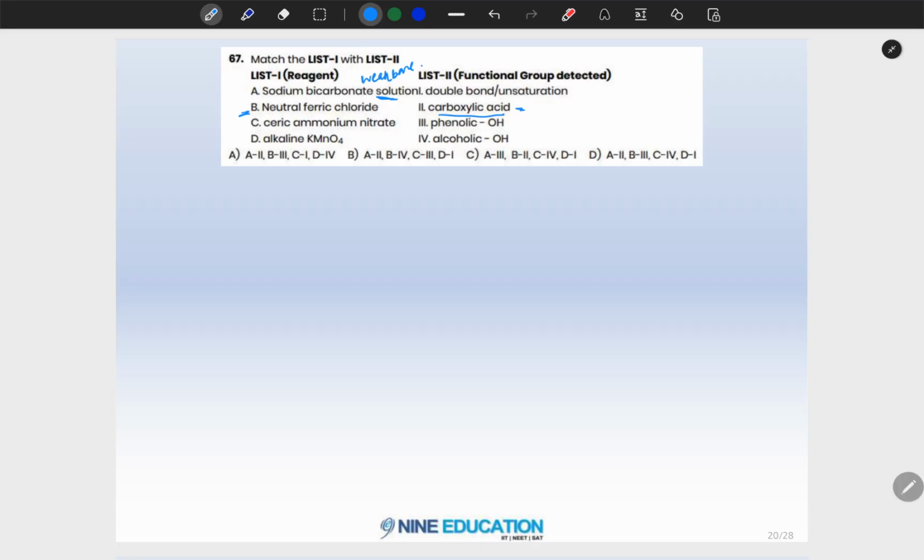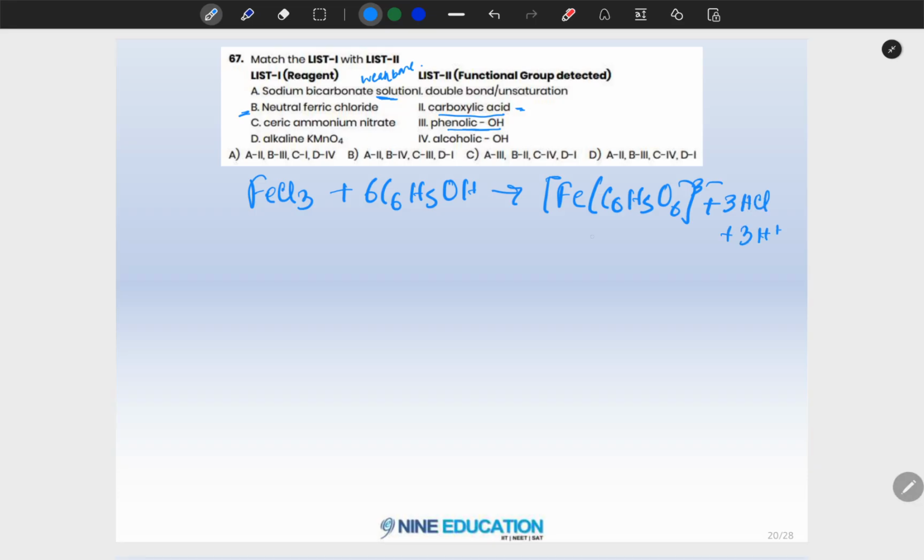Now let's check option B, neutral ferric chloride. Neutral ferric chloride is used for the test of the phenolic group. With the help of neutral ferric chloride, we can determine whether a phenolic OH group is present or not. So this is the reaction. FeCl3 will react with phenol, C6H5OH, and it will result in the formation of [Fe(C6H5O)6]3- plus 3HCl plus 3H+. This complex has a violet color.